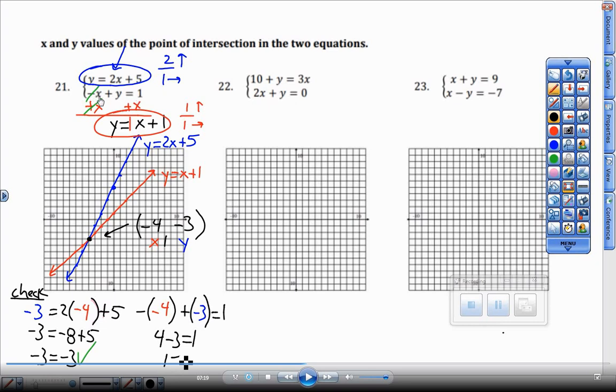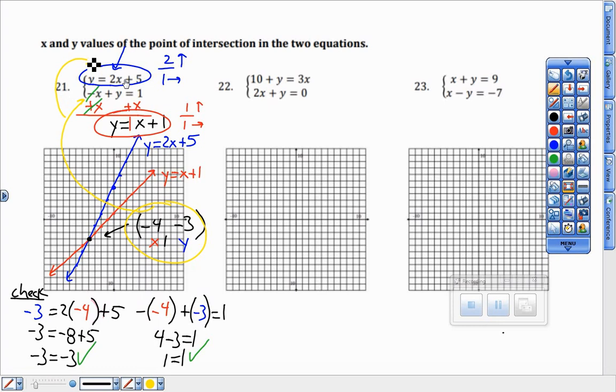So where that x is, I put -4. Where that y is, I put -3. That becomes +4 minus 3, which is 1. That point is a solution to both of those equations.